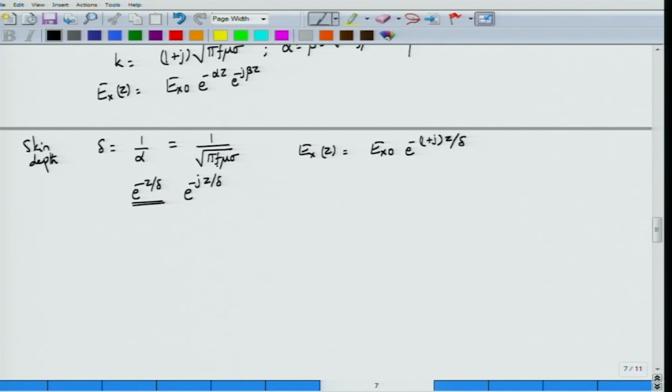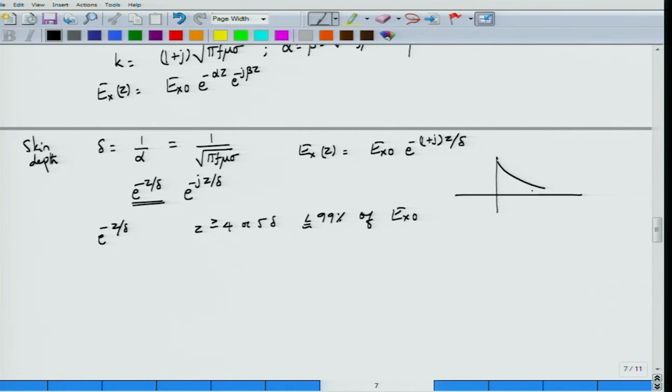So you have e power minus z by delta, and if z is around 4 or 5 delta and beyond, that is, as the wave propagates for more than 4 or 5 delta, then the amplitude would have decayed by about 99% of Ex0. So this is how the amplitude would have decayed. This is about 4 delta or 5 delta along z, and the amplitude would have decayed by 99%.